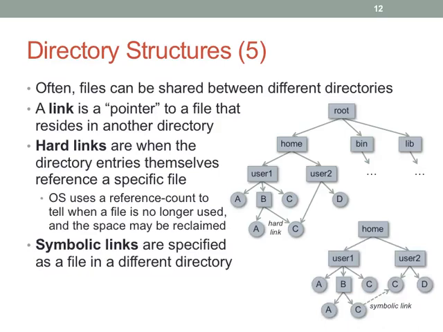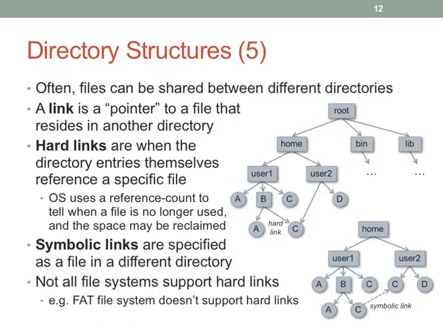Then we have symbolic links. Symbolic links are not specified by directory entries, but they're actually a separate file, and the file itself stores the path to the other file. So this is an example where user 1 has a subdirectory B, and they have a symlink, or soft link. Sometimes I mix myself up, but they're called symbolic links, aka symlinks or soft links. It's basically a way of saying here's a file in another directory.